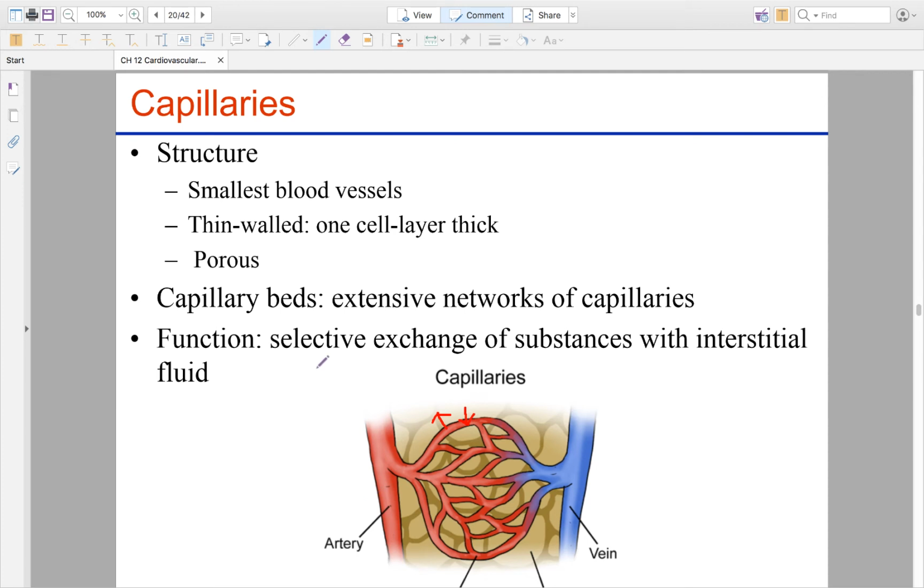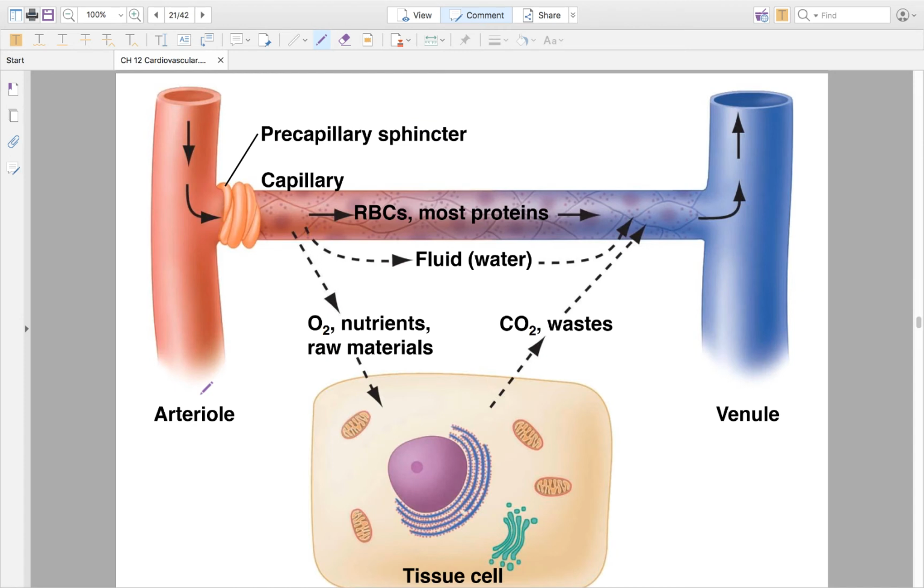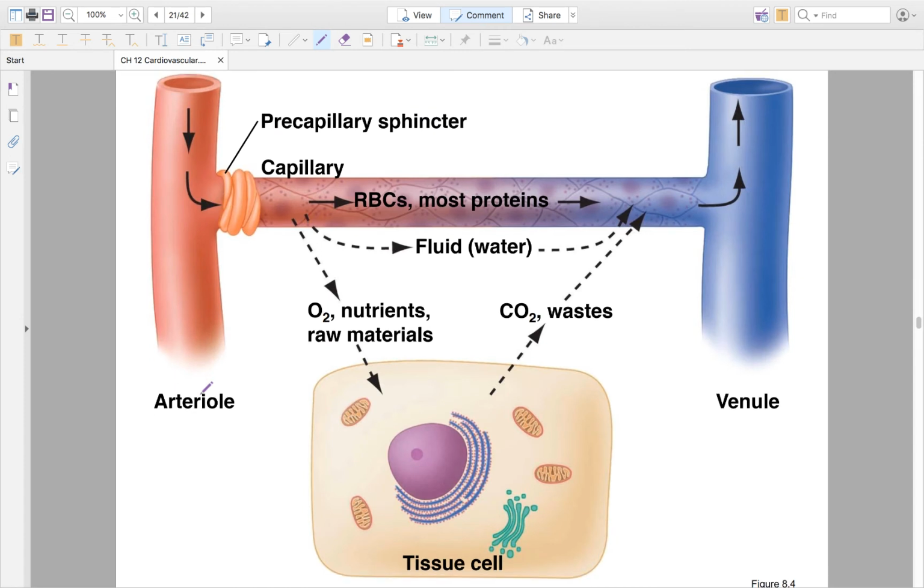And again, their primary job is to exchange substances between cells and the blood. And technically it's the interstitial fluid, but ultimately it's going to come from cells and from the blood. Here's an even better look. All right, this is a great image to study.